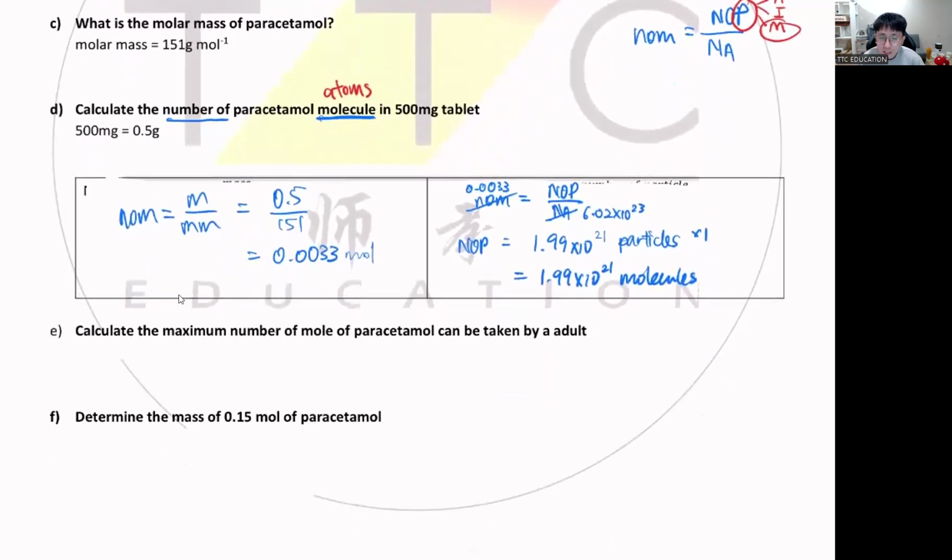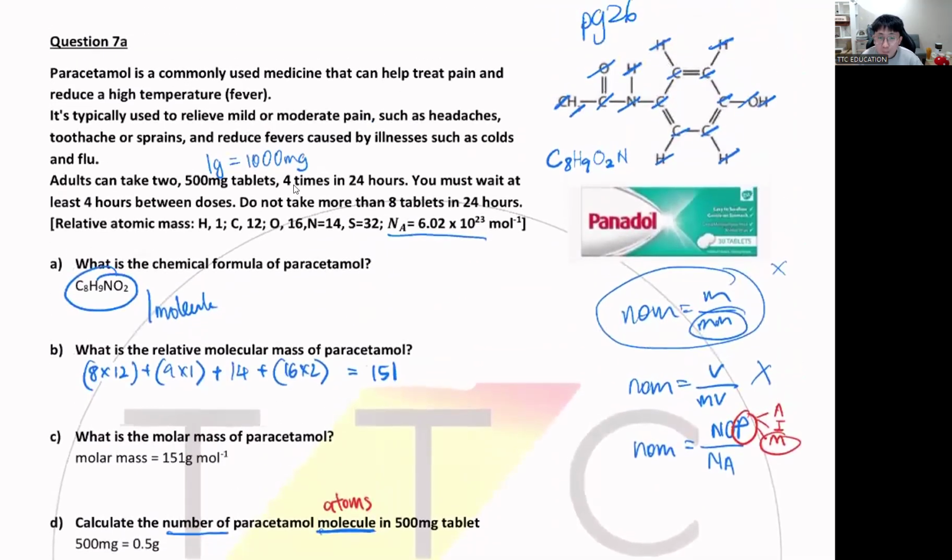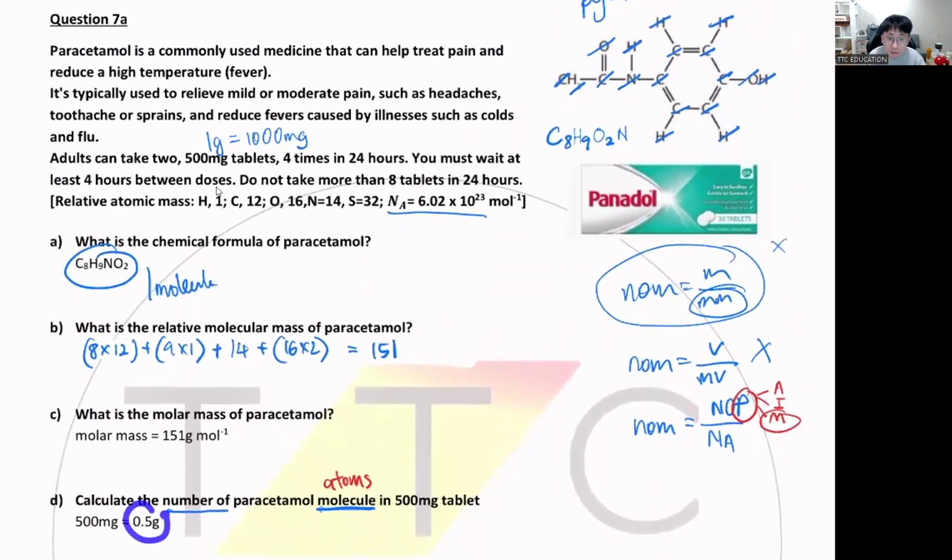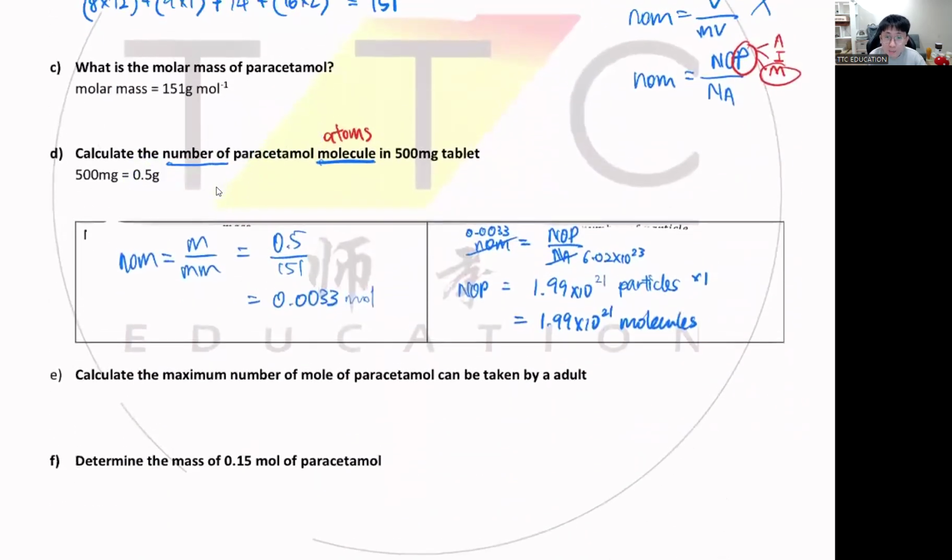Okay, and then calculate the maximum number of mole of paracetamol that can be taken by an adult. So what is the number of mole? Here, they say 4 times a day. They say take 2 500 milligram tablets. So each tablet is 0.5 gram. Just now we converted already. But each time you can take 2. So each time you take 0.5 times 2, which is 1 gram. Each dose is 1 gram. But 4 times a day, so times 4. So ultimately, each day, what's the maximum mass you can eat? It is 4 gram.